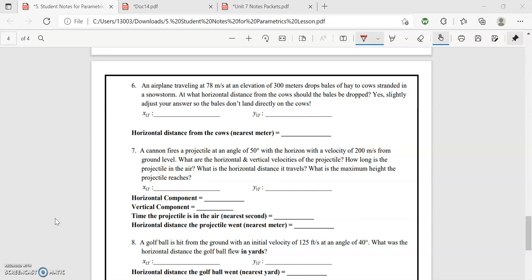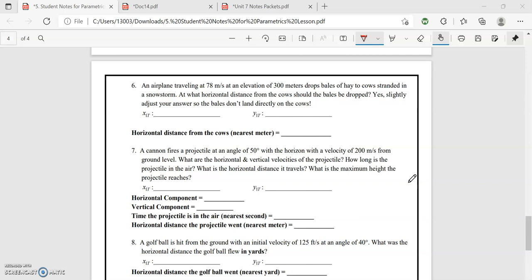A cannon fires a projectile at 50 degrees with the horizon and a velocity of 200 meters per second. It is asking for a few things: the horizontal and vertical velocities of the projectile, how long the projectile is in the air, the horizontal distance it travels, and the maximum height it reaches. They also give you all of like 2 inches of paper to do that in, so again, my apologies. Kind of screwed that up, but nonetheless, I am going to move on. We're going to do number 7 here.